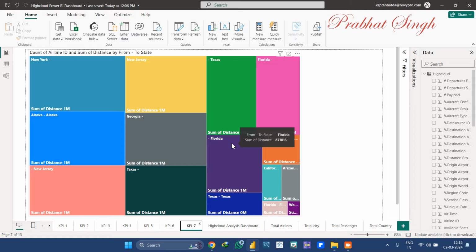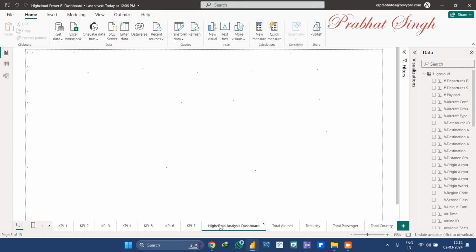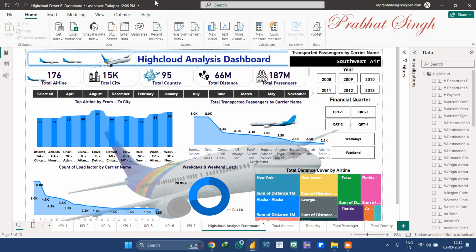Seventh KPI is remap. It is according to airlines and distance traveled according to state wise. And the next dashboard part will be explained by Swati.